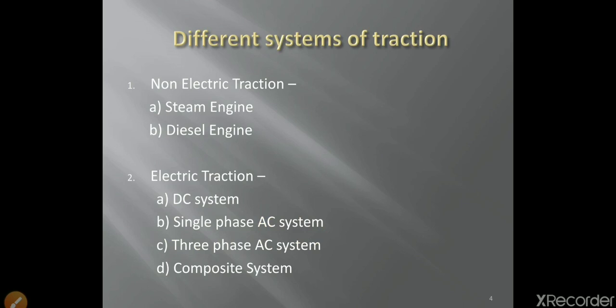Next topic is different systems of traction. So now this slide shows the various types of electric traction. The first type is DC system, then single phase AC system, three phase AC system and composite system. That means electric traction is classified into four types again, depending on which supply it is going to use.